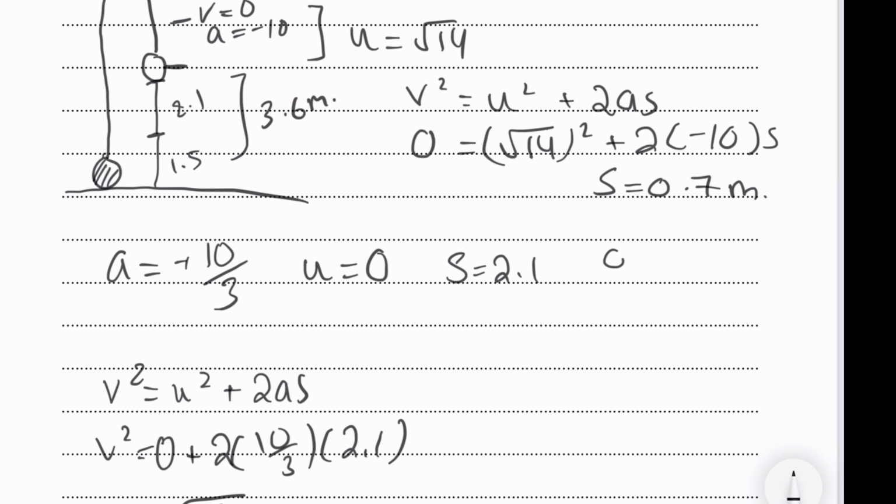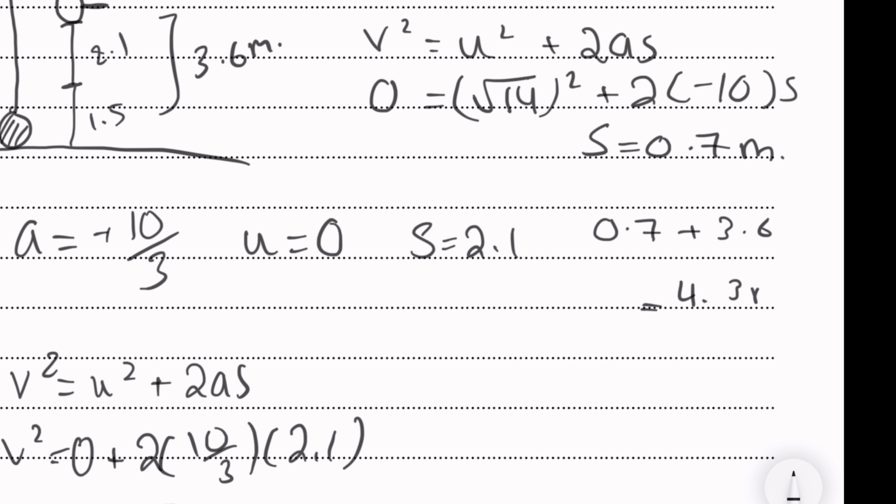Now we're going to add 0.7 to 3.6, and that's supposed to be the height you are above the ground, which is 4.3 meters above the ground. That's the maximum height that you're going to be reaching.